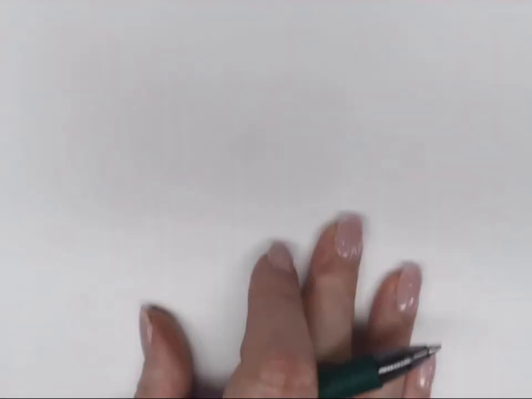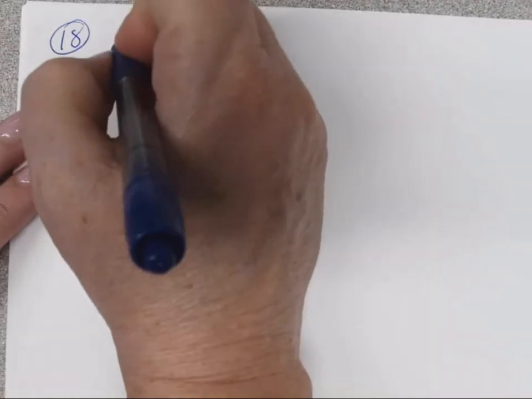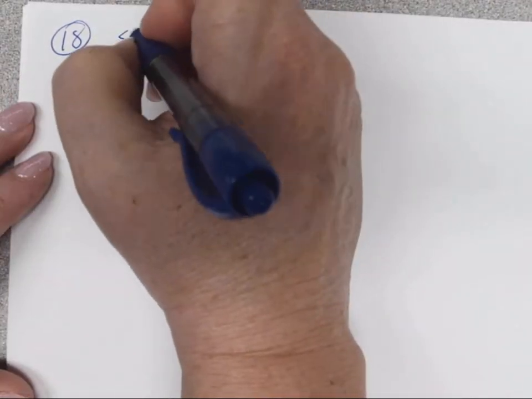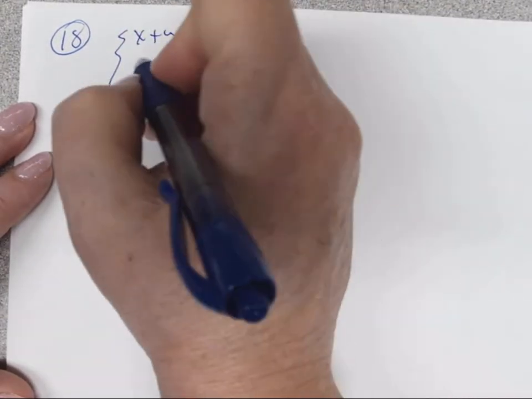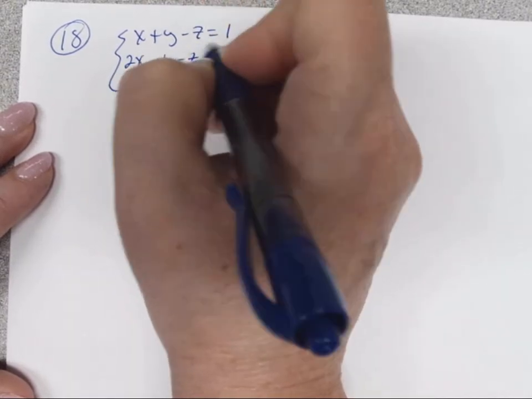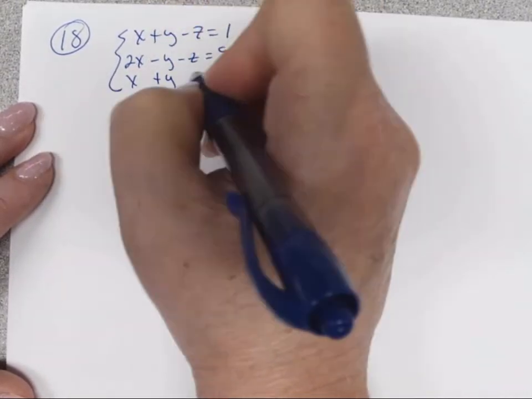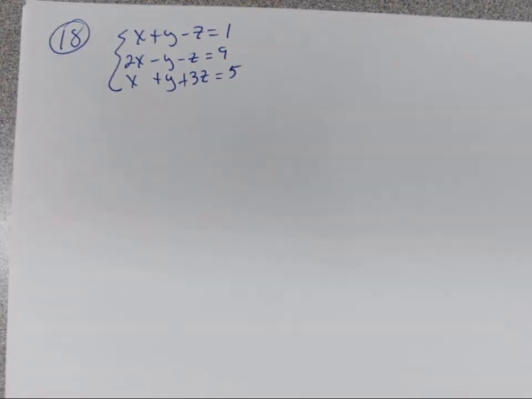All right, let's look at number 18. Number 18 asks us to solve the system by using any algebraic method. So this is a 3 by 3. It's x plus y minus z equals 1, 2x minus y minus z equals 9, and x plus y plus 3z equals 5.